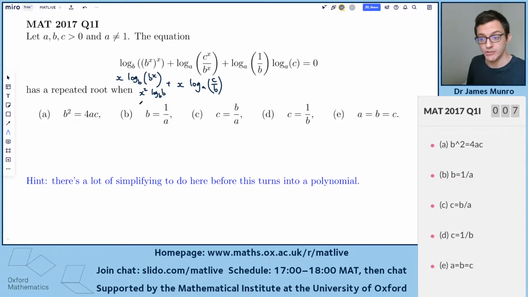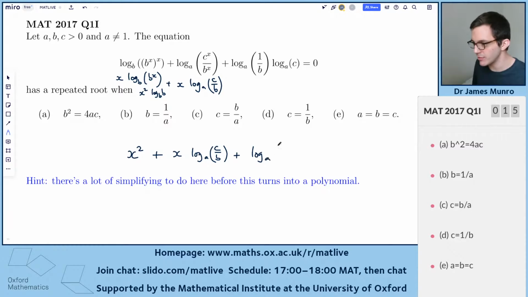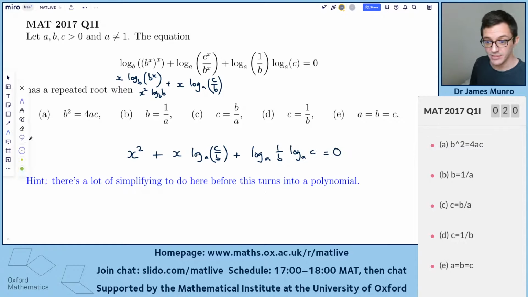I'm going to write out what we've got so far. We've got x squared, that first term simplified loads, plus x times log base a of c over b, plus, and then we haven't done anything with this term yet, equals 0. And the idea that we've had, I suppose, we've done two things. We've done some algebra and had an idea. The algebra has given us this, and the idea is that this looks a bit like a quadratic where these are the coefficients. Okay.